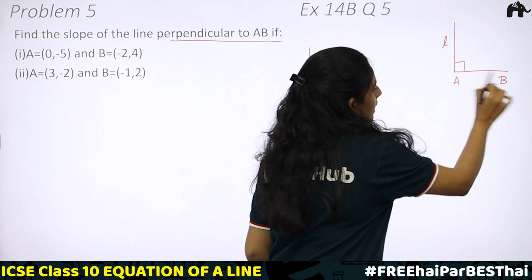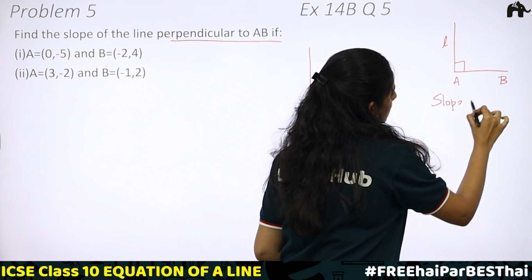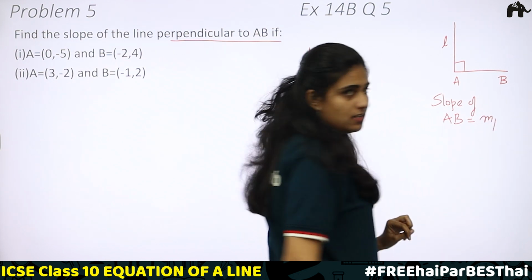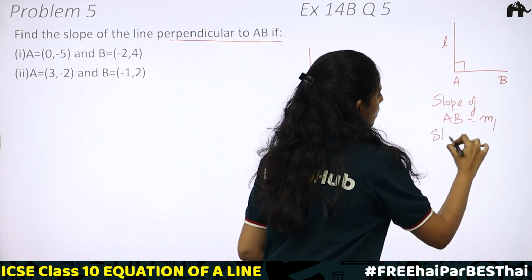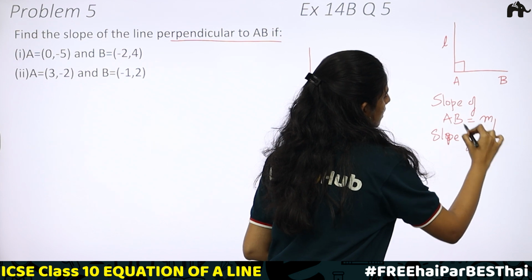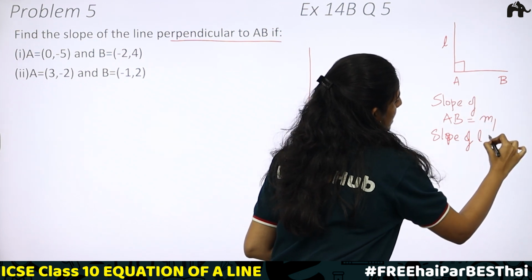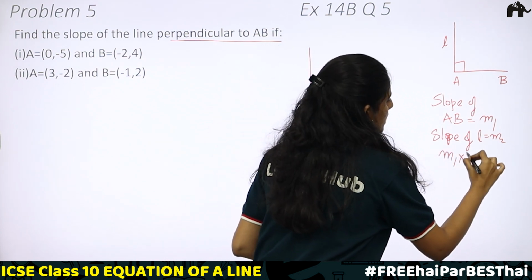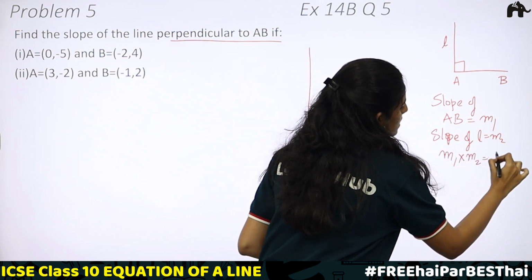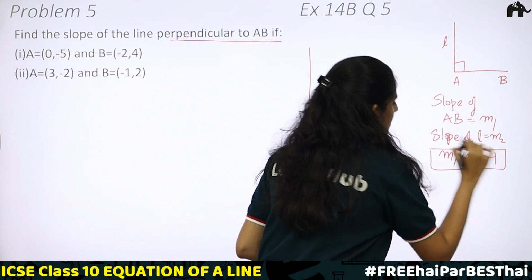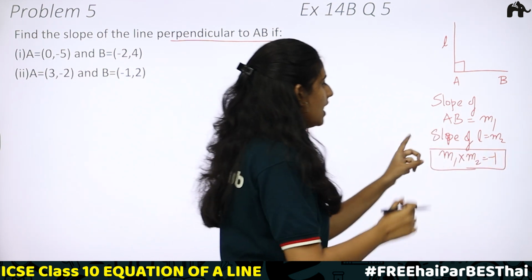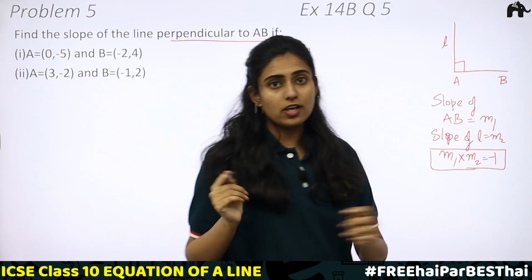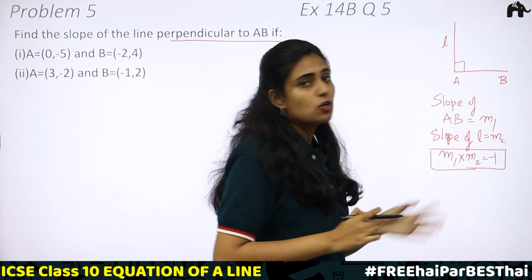Now, if you are taking the slope of AB is equal to some m1 and the slope of line L as some m2, then the product of the slopes m1 into m2 will always be equal to minus 1. We have studied this when I explained the concepts. Okay, m1 into m2 is equal to minus 1. We can find m1 when 2 points are given. What is m1? m1 is the slope of line AB.